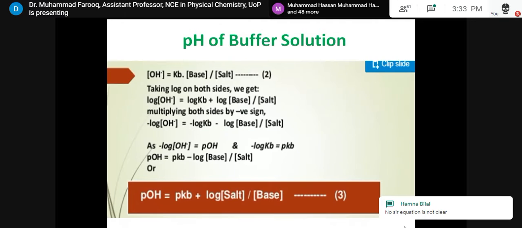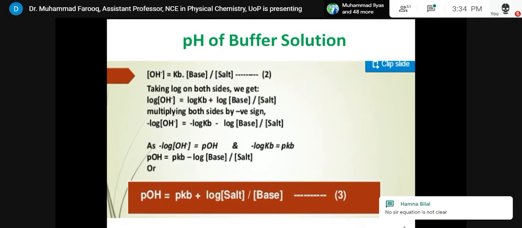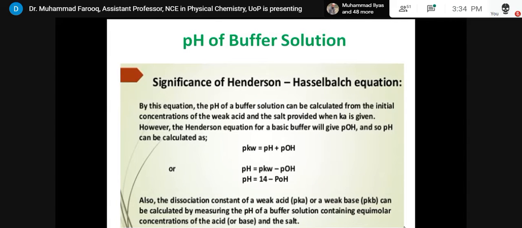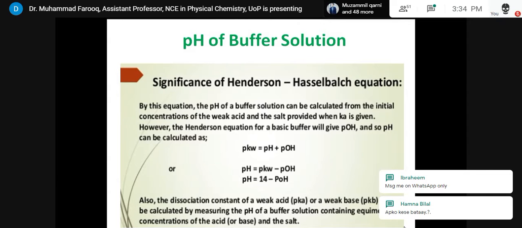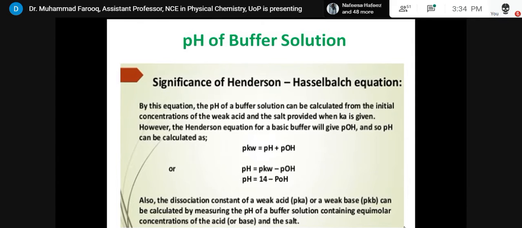Now, what is the significance of this? This is also called the Henderson-Hasselbalch equation for pOH. This is another one for the basic buffer solution. What is the significance? When we have, for example, an acid buffer solution, we can determine the pH of the buffer solution. But in the case of a basic buffer solution, we come up with pOH. So how to determine the pH of the solution? We already know pKw is equal to pH plus pOH. This is for the water. Do you remember this one?